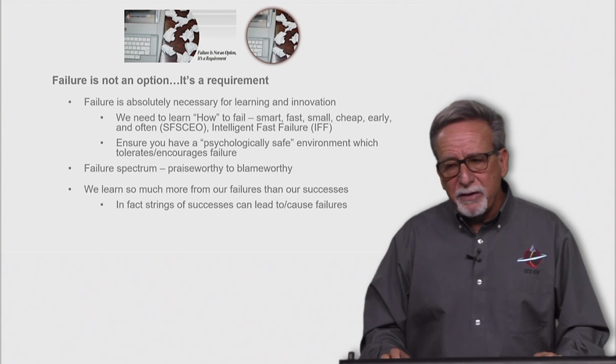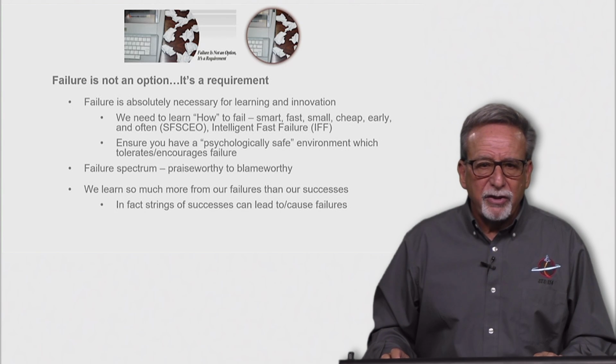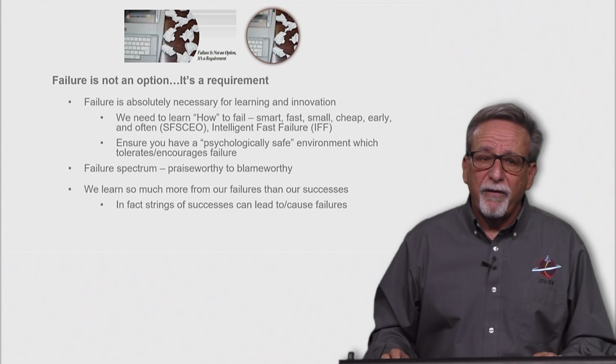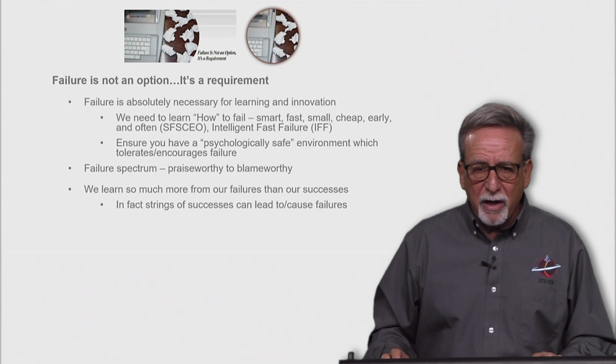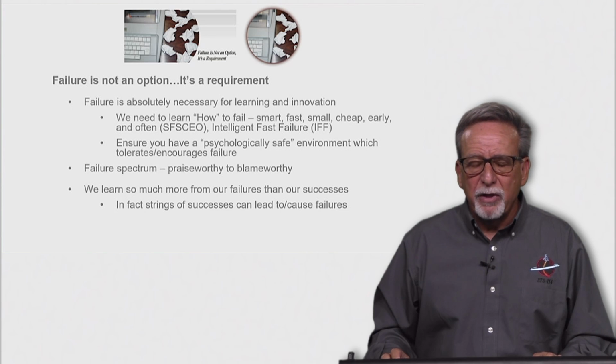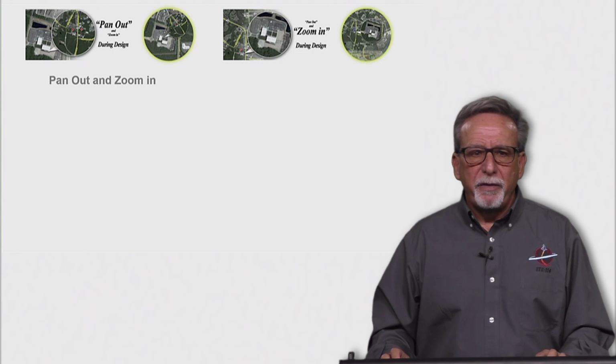An environment must be psychologically safe in order to allow scientists and engineers to experiment, tinker, fail, and learn. Dr. Jack Mattson calls this intelligent fast failure. Through this process, we rapidly learn new knowledge and are constantly striving to reduce key knowledge gaps prior to down selecting a final design. Our next theme is panning out and zooming in.